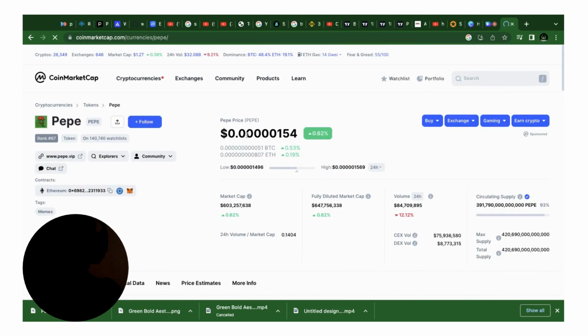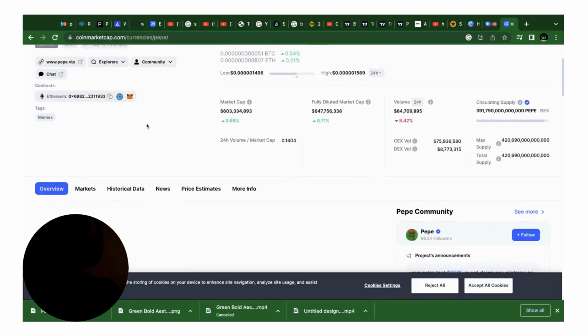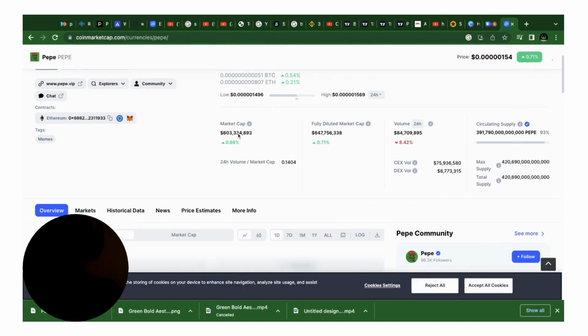The coin is currently selling at a market value of $0.000000154. So far today, the market cap of this particular coin is $603 million. The trading volume for the last 24 hours is $84.5 million, and it has gone down by 8.4% in the last 24 hours.